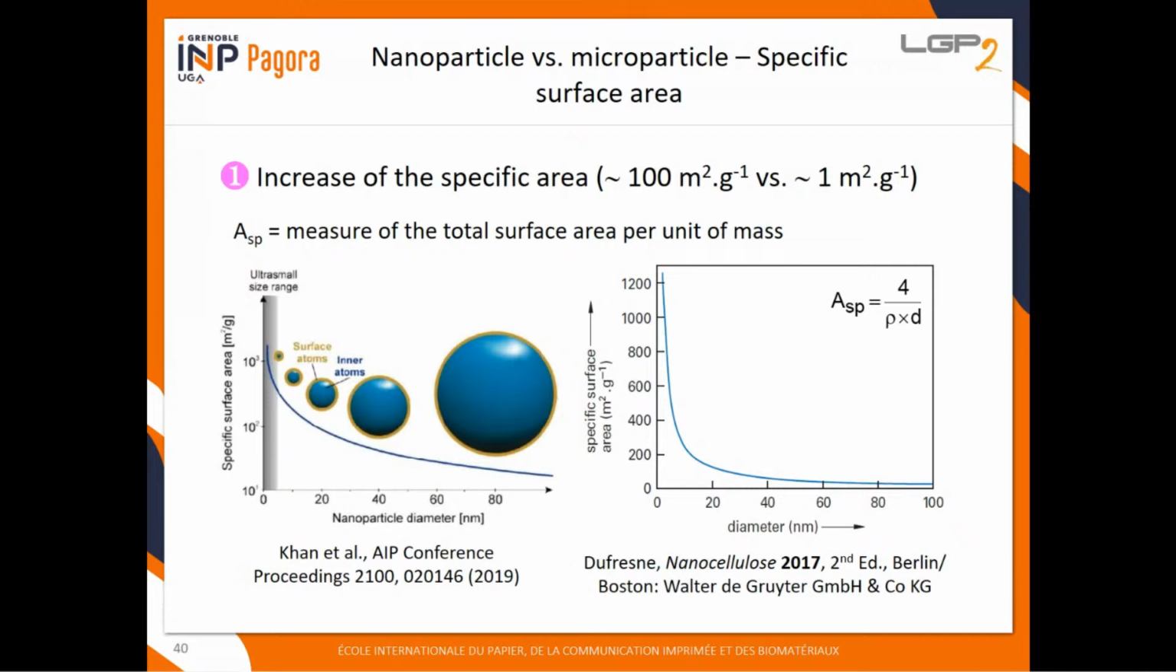So, of course, when decreasing the size of the particle, the specific surface area increases. So it moves from about 1 square meter per gram for cellulose fiber to a few hundred square meters per gram. So you can see here, for example, the evolution of the specific surface area as a function of the diameter of cellulosic nanorods. And you can see that below 20 nanometers, which is the range of cellulose nanocrystals, there is a huge increase in the specific surface area.